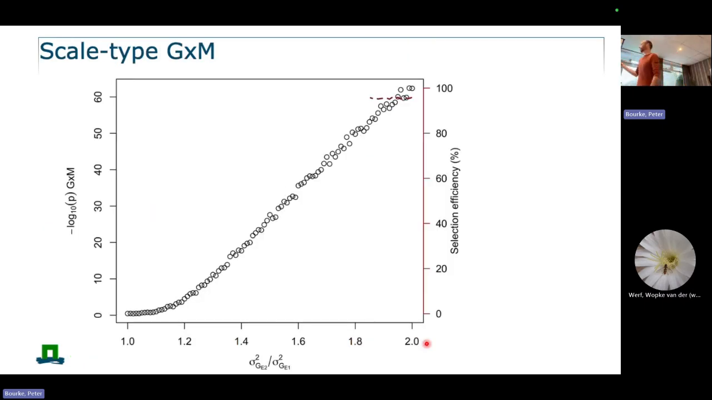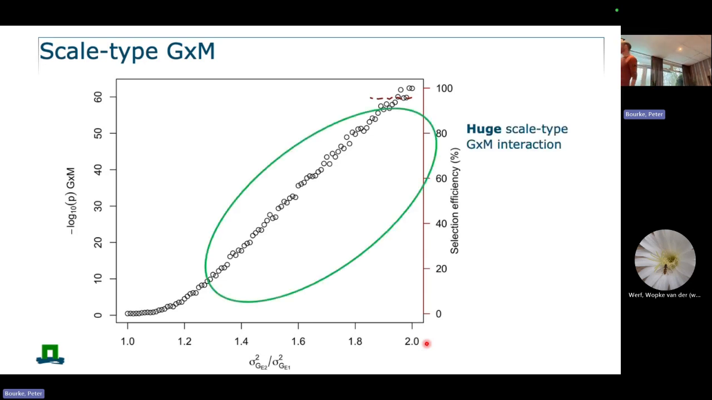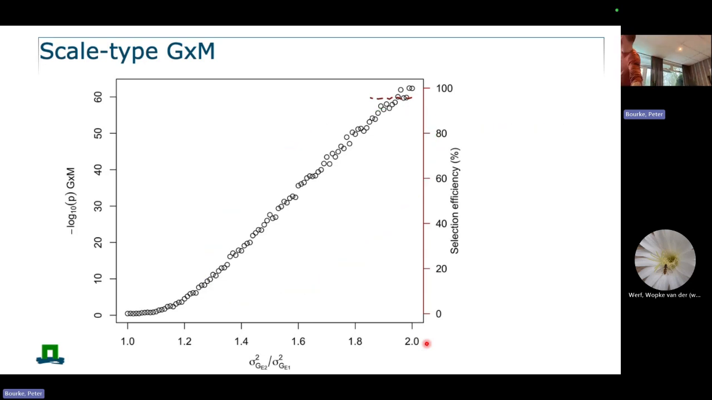And I ran a little simulation to try to show this, but I was told that this doesn't clarify it at all. But for me, it clarified it quite nicely. To try to explain a little bit what's going on here. What I did here was I simulated, oh, I should go back a little bit. I simulated very simply a scale type G times M interaction.